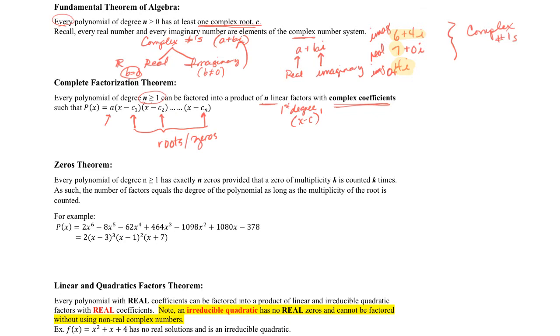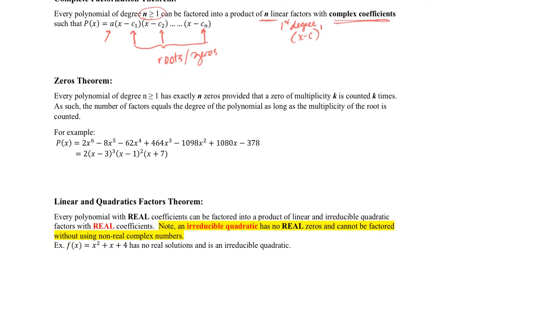Okay, the zeros theorem tells me that every polynomial, again with degree greater than or equal to 1, has exactly n zeros, provided that a zero of multiplicity k is counted k times. So the polynomial degree tells me how many zeros there are, and it just depends on how I write them. For example, if I gave you the polynomial below, 2x to the 6th minus 8x to the 5th minus 62x to the 4th plus 464x cubed minus 1098x squared plus 1080x minus 378, this is a 6th degree polynomial.